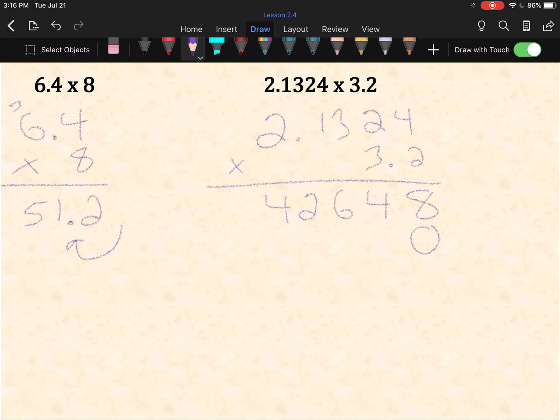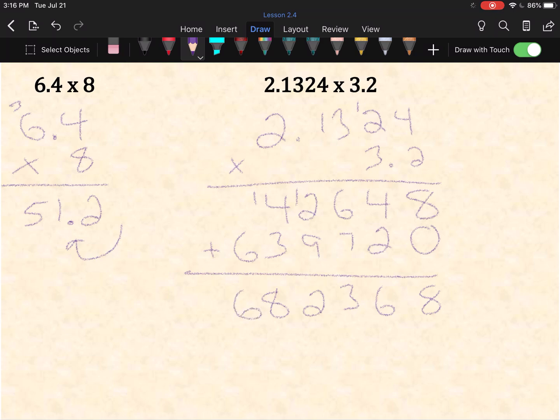Start with a 0. 3 times 4 is 12, and now we're carrying. 3 times 2 is 6, plus 1 is 7. 3 times 3 is 9. 3 times 1 is 3, and 3 times 2 is 6. Add these up. We're going to have 8, 6, 13, 12, 8, and 6. And there are 1, 2, 3, 4, 5 total decimal places in the problem. So I need 1, 2, 3, 4, 5 total decimal places in the answer. So I'm going to say the answer is 6.82368.